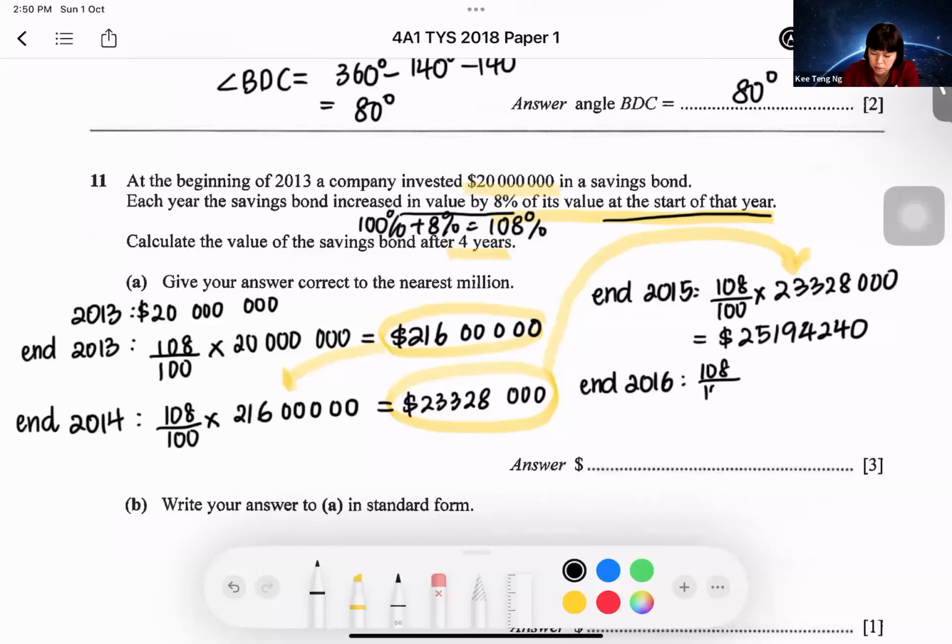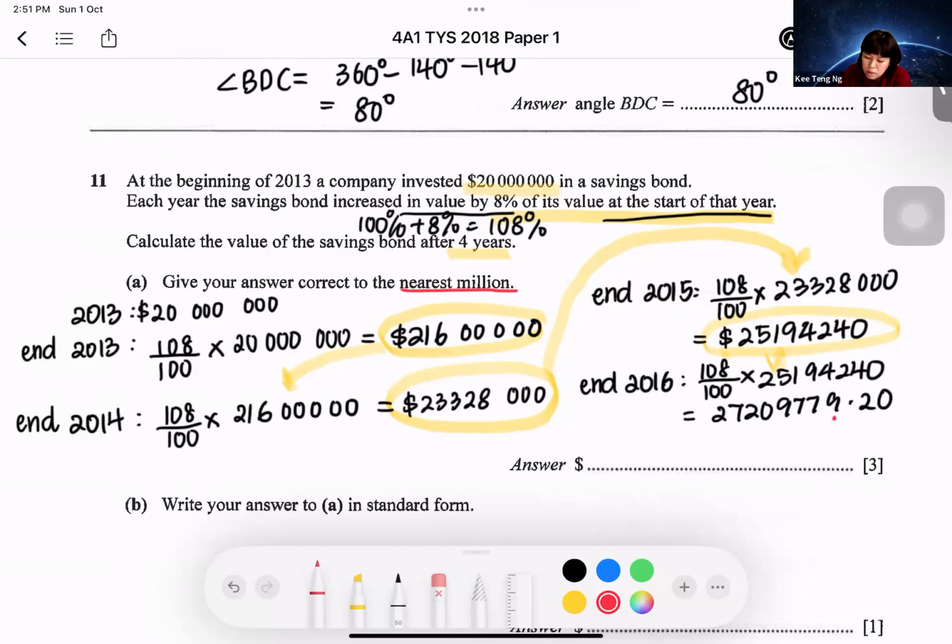Again, 108% of whatever this number is. Right? So plug it inside here. I take this answer, multiply 108 over 100, equals 27,209,779.20, two decimal places. The question says, correct your answer to the nearest million. Million has how many zeros? 10 to the power 6, right? There are 6 zeros: 1, 10, 100, 1,000, 10,000, 100,000, 1,000,000.